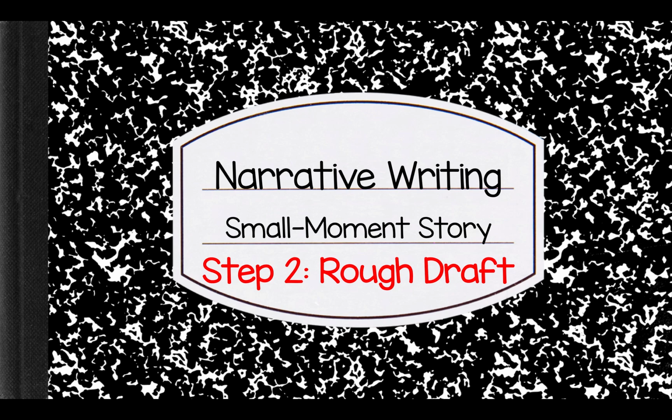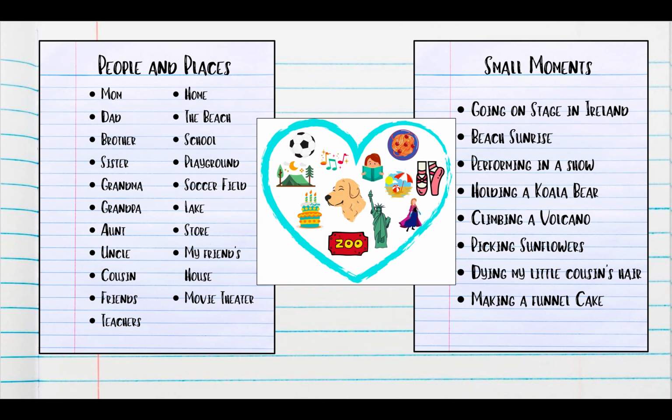Today we are going to talk about your small moments story. We're going to move on to step 2, which is called the rough draft. This is where you're going to start writing your story. Go ahead and get out your important people and places list, your heart map, and your small moments story paper. These are always good to have out when you're writing, just to give you inspiration.